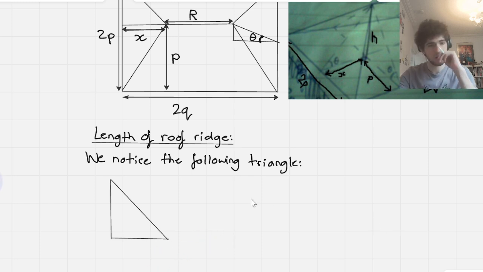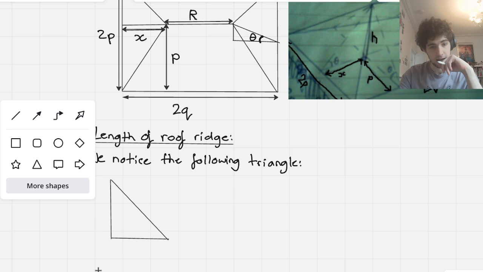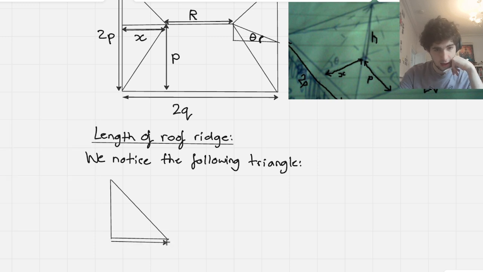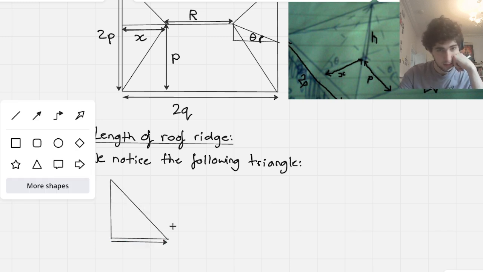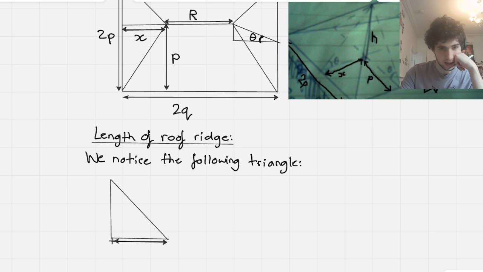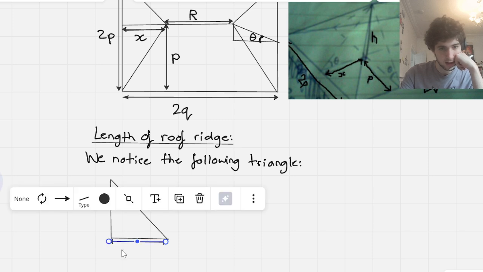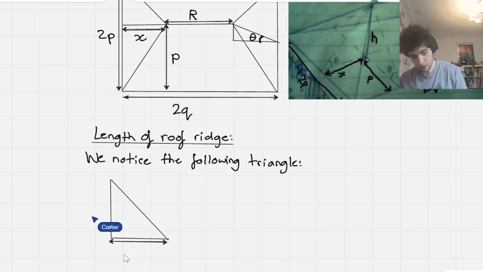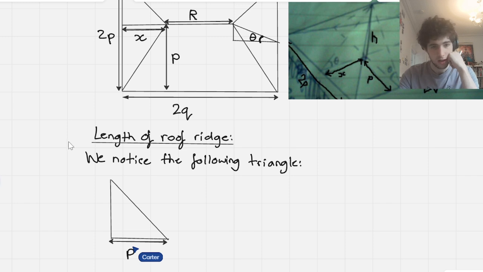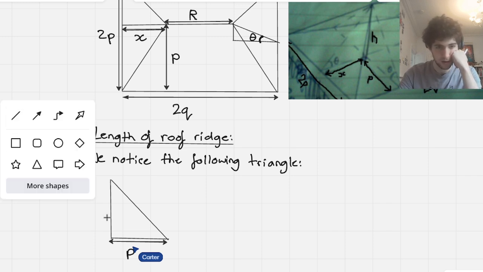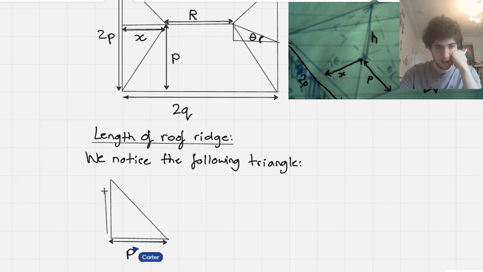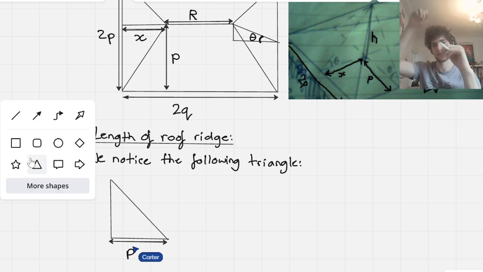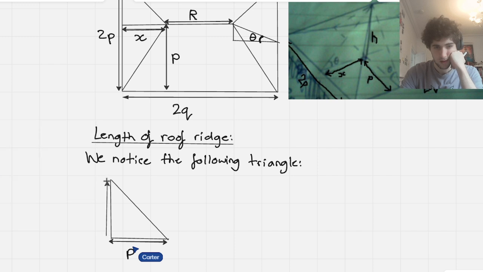But what we do know is that this side length here is p, just by looking at the diagram on the right. And so I can label that as p. And the other side length, which isn't the hypotenuse, so the side opposite to theta, is going to be h, because that's how much our ridge is above the ground level.